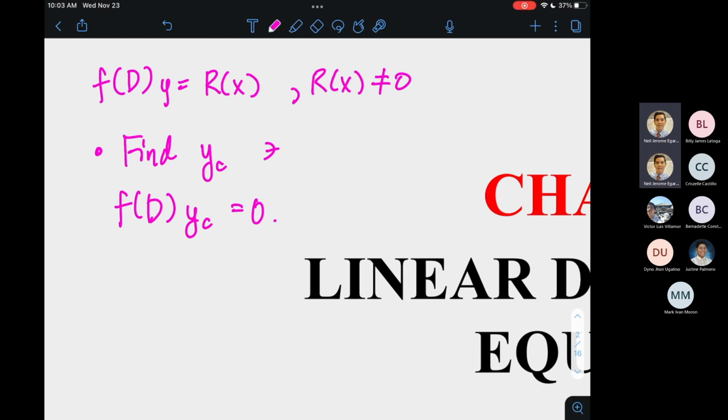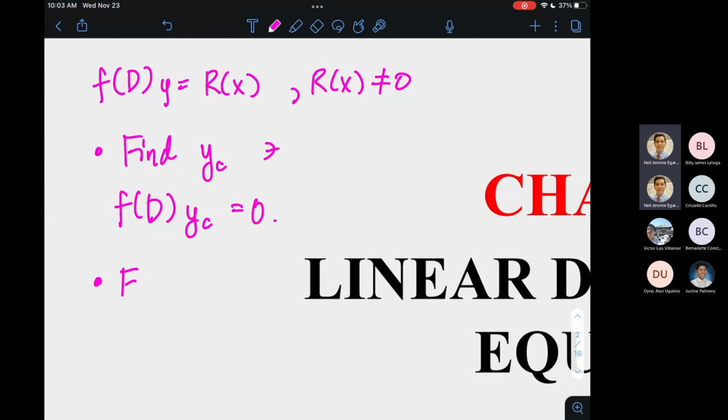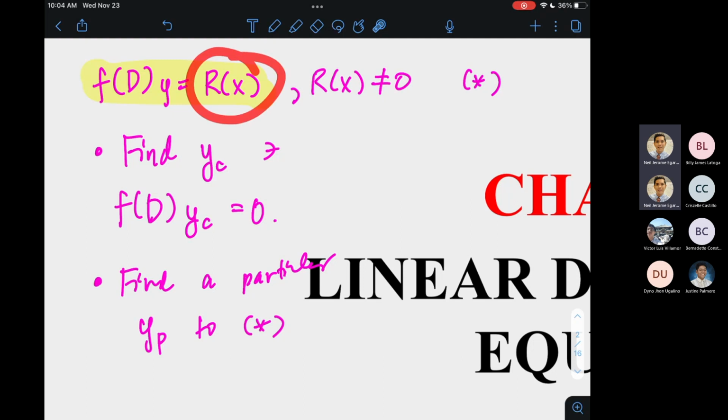Then the hard part is actually the second step, which is find a particular y sub p. So kailangan natin ng isang particular solution to the given non-homogeneous differential equation. So kailangan natin kumuha or makakita ng at least isang function na nakakasatisfy nito. Right? So you need a particular solution for that. And dun sa method na tinignan natin, mayroon tayong dalawang techniques na diniscuss. Una ay method of undetermined coefficients, nakadepende dun sa itsura ni R, yung ating paraan para mag-compute ng y sub p.